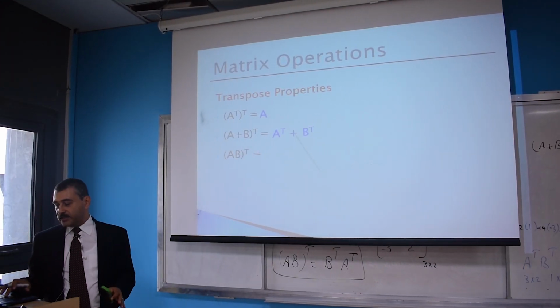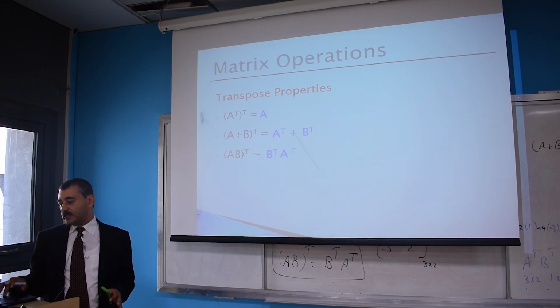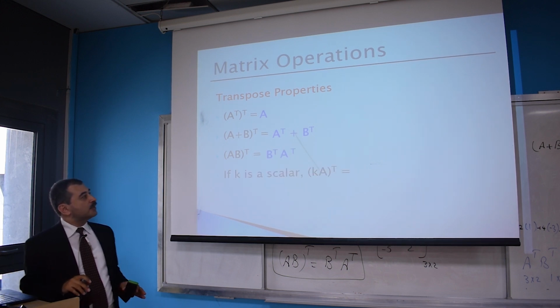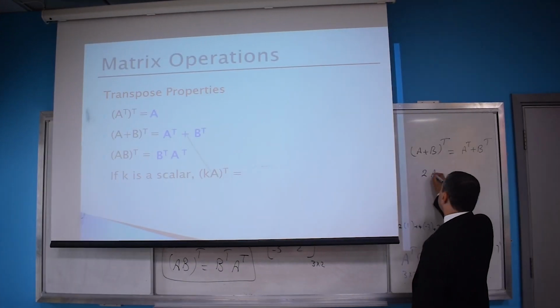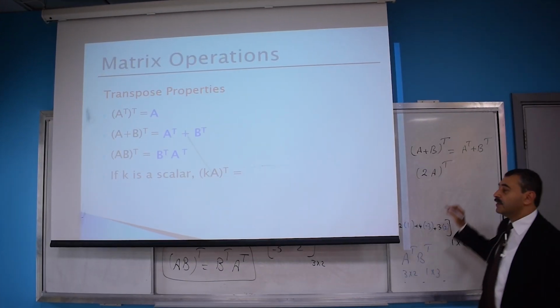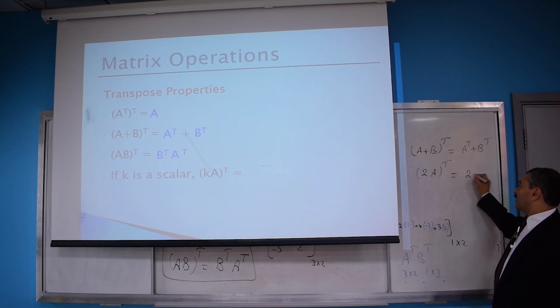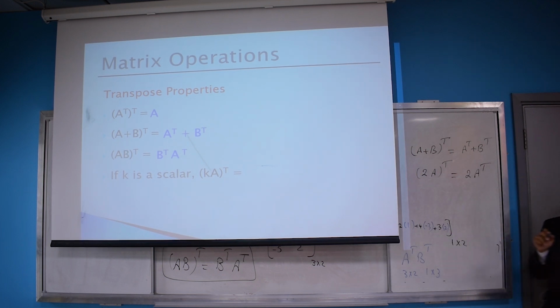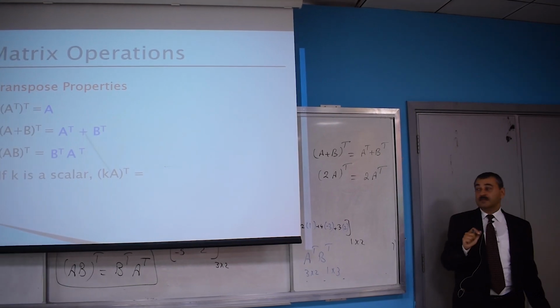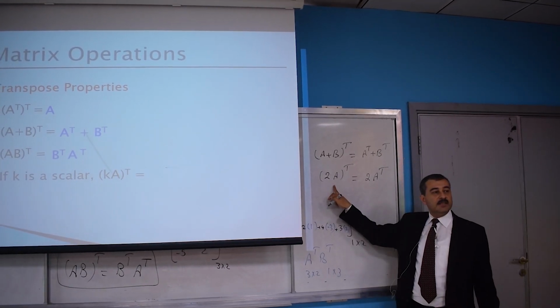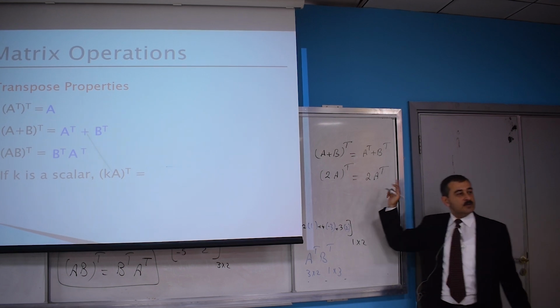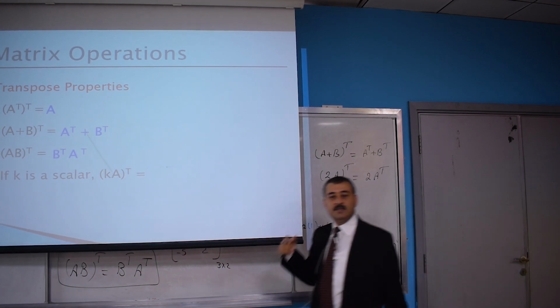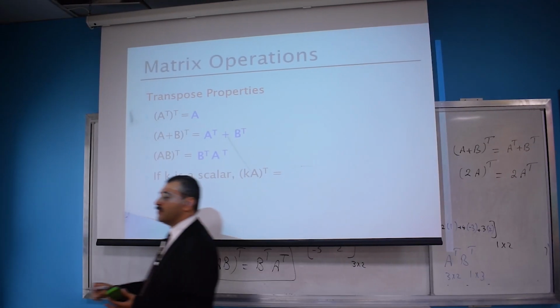And as we said, (AB) transpose equals B transpose A transpose. What about the scalar multiplication? If you have, for example, 2A transpose. What about this guy, (2A) transpose? Are these the same? I'm going to scale each entry in the matrix and then interchange rows and columns. You can interchange rows and columns first and then scale each entry by 2.